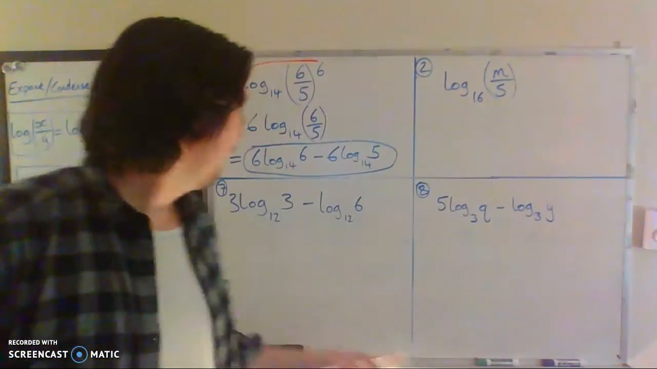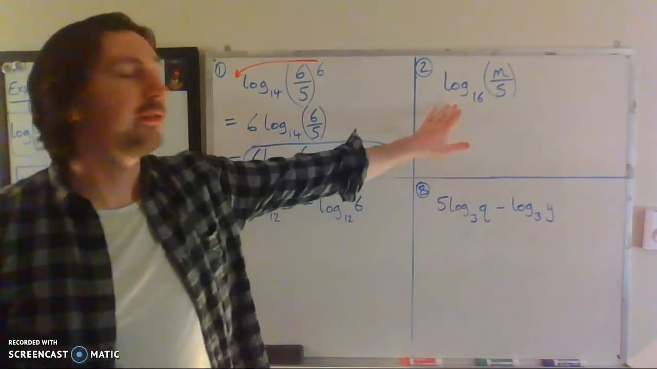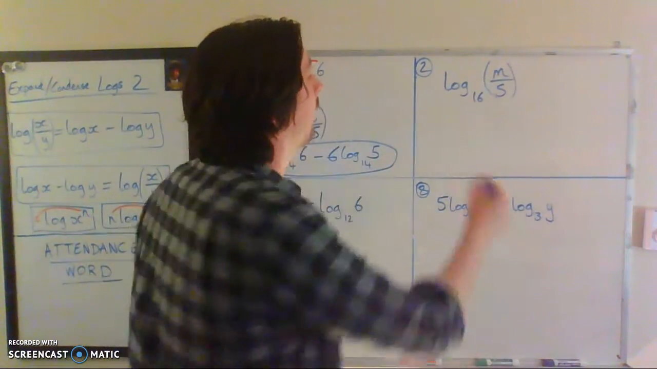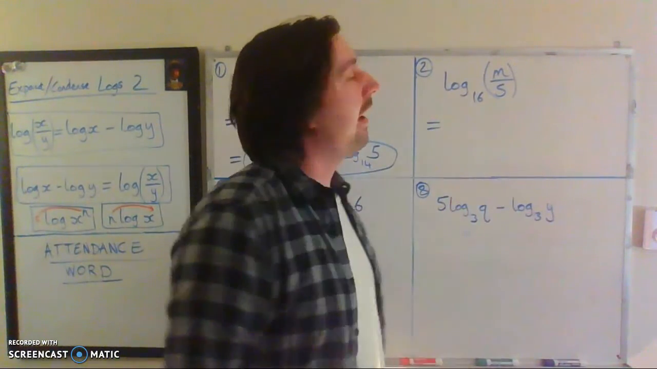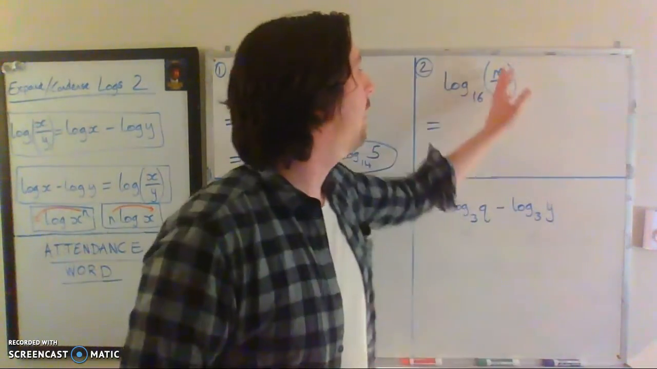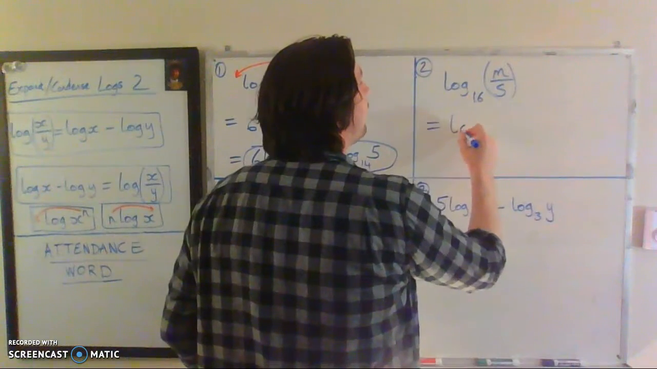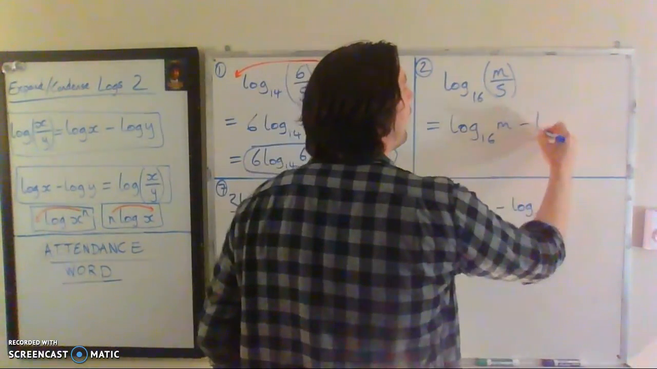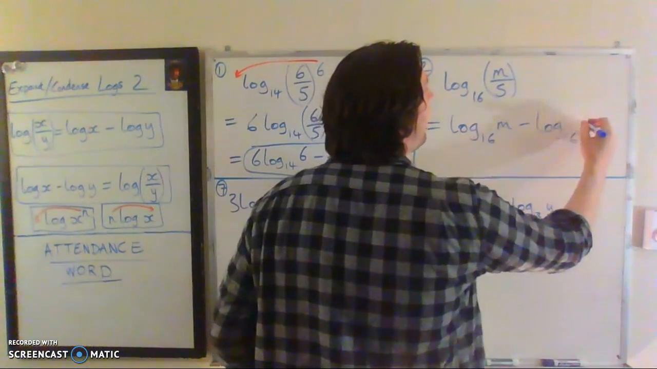Okay? A simpler example is number 2. This is just me using the rule here. Instead of x and y, I've got m and s. So when I expand this, I'll have log base 16 of m take away log base 16 of s.